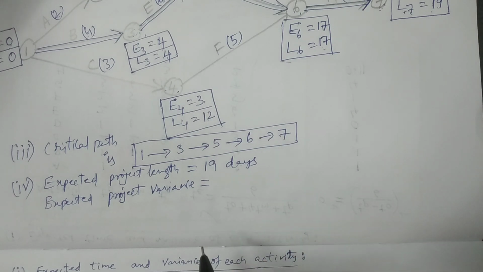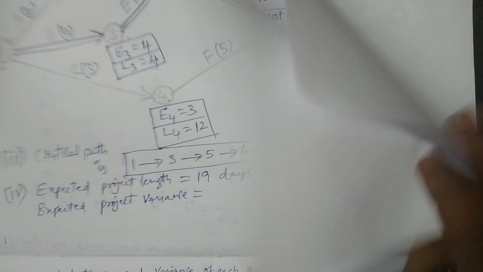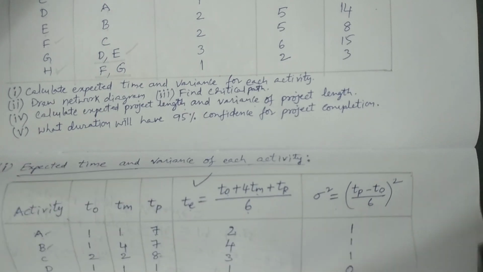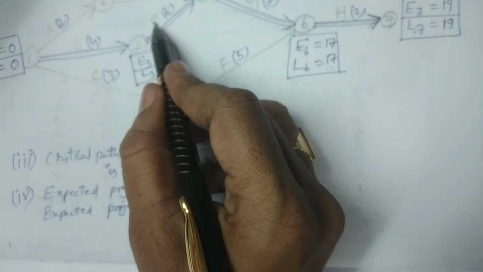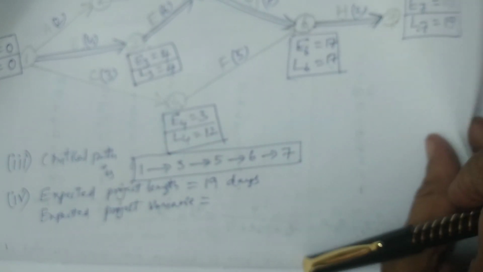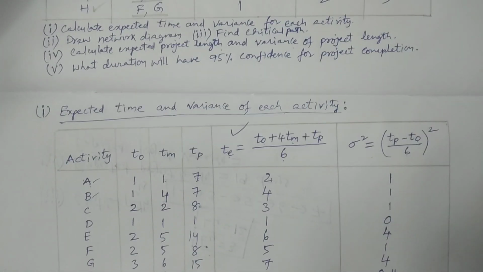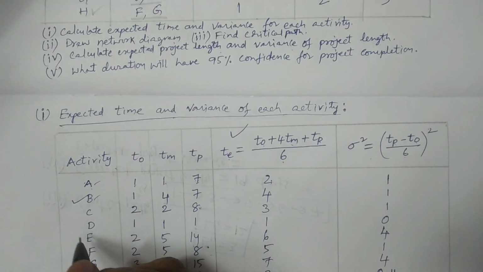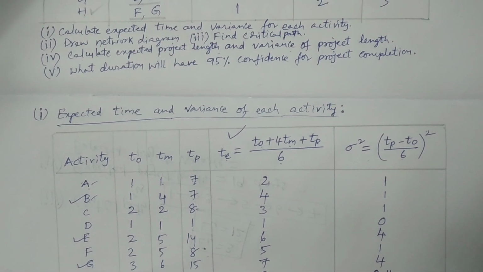What is the variance of the project length? For this, you have to see the critical activities. What are the critical activities? 1 to 3 is B, 3 to 5 is E, 5 to 6 is G, and 6 to 7 is H. So B, E, G, H are the critical activities.